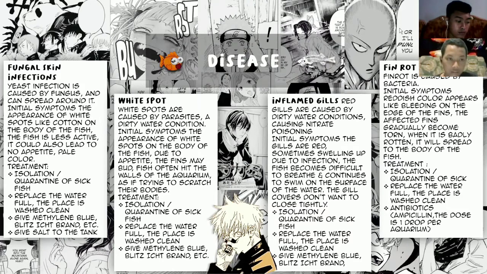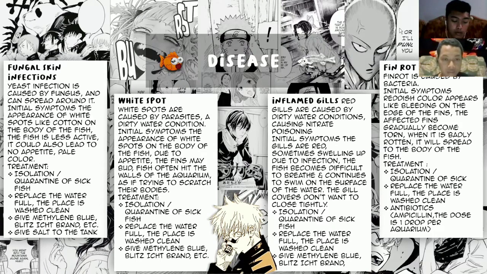This is skin infection. This infection is caused by fungus and spreads around. Initial symptom: the appearance of white spot-like patterns on the body of the fish. The fish is less active and the color is not as bright. Treatment: isolation or quarantine of sick fish. Replace the water in the tank where the fish has white skin. Use a fish-friendly medicine, and put it in the tank.